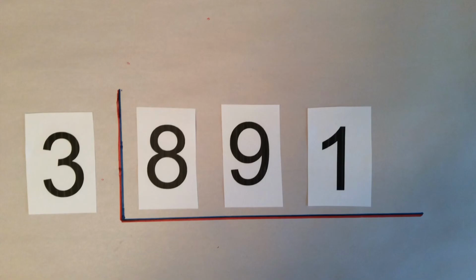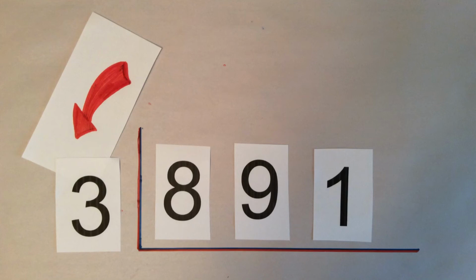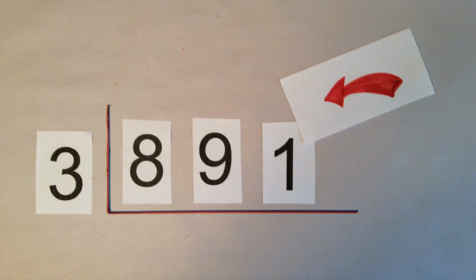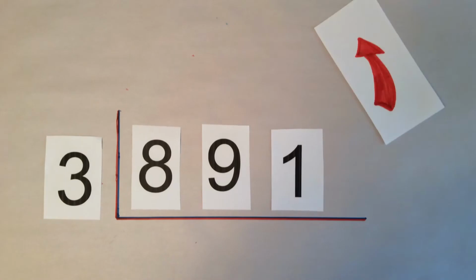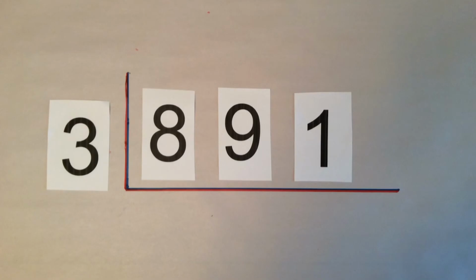We have one digit that is our divisor, and we have 3 digits in the dividend. And the digits in the dividend will tell us how many steps we're going to be taking.